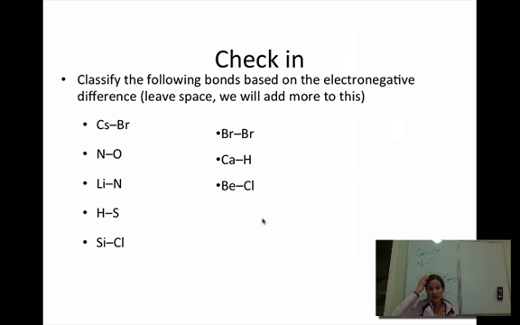So let's try some of these. Here's a huge list of ones to try if you want to. I can post answers to this, but I'm just going to do these 4 back here for you so you can see how you use electronegativity difference to determine the type of bond.